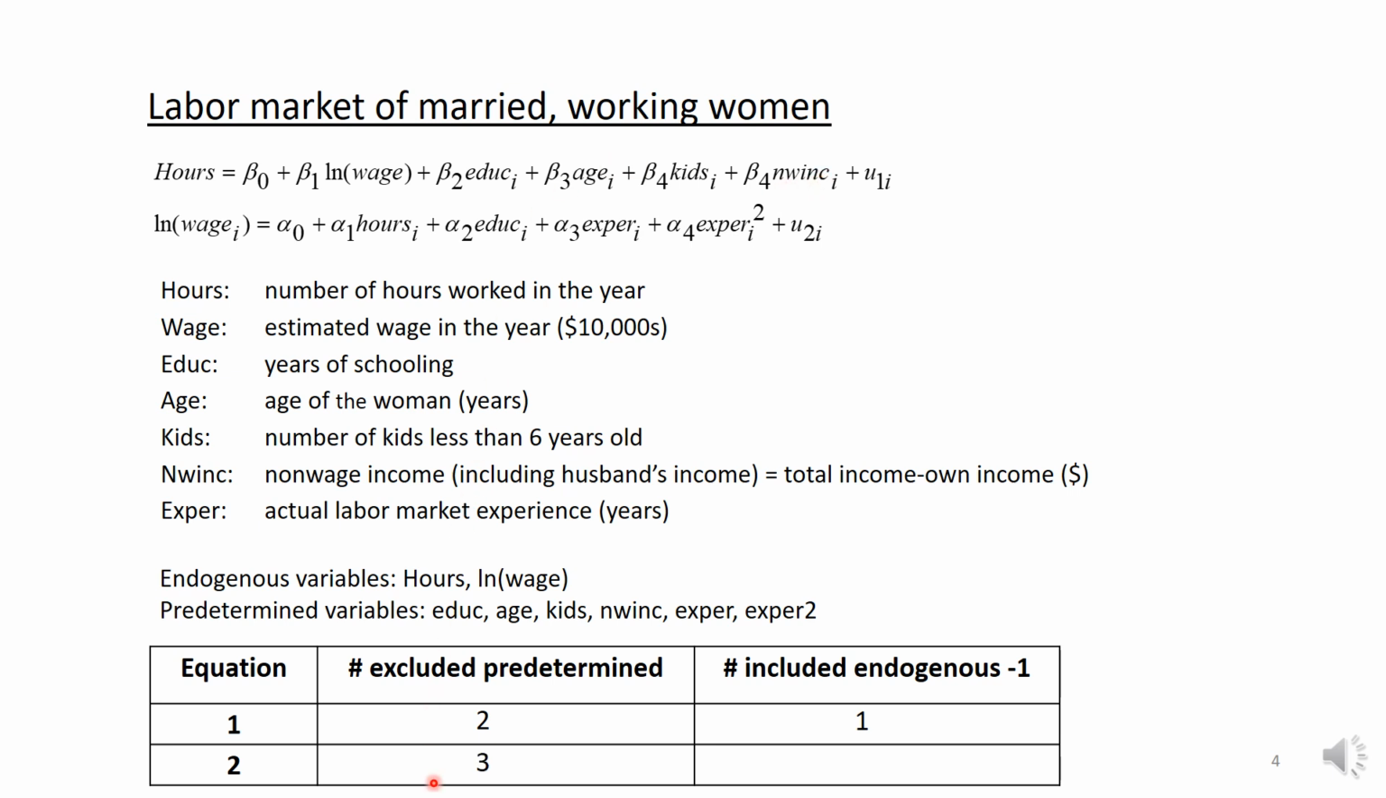For the second one, you can go through the same thing. We have actually 3 excluded predetermined variables, and we have 1 for the number of included endogenous minus 1. So in equation 2 also, this equation is identified. In fact, it is over-identified.